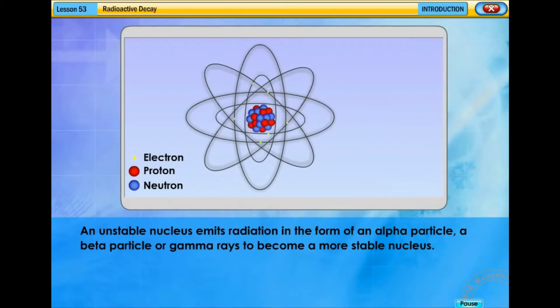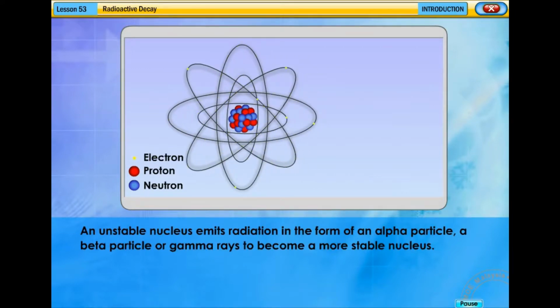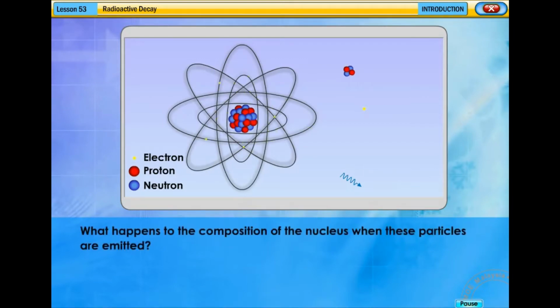An unstable nucleus emits radiation in the form of an alpha particle, a beta particle, or gamma rays to become a more stable nucleus. What happens to the composition of the nucleus when these particles are emitted?